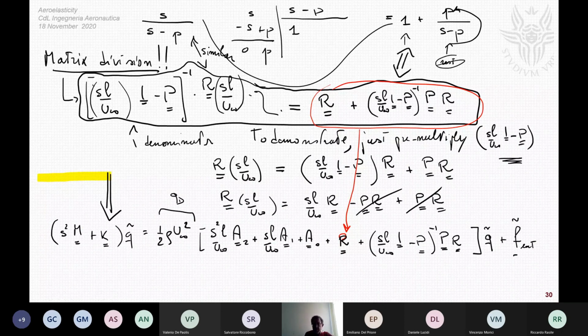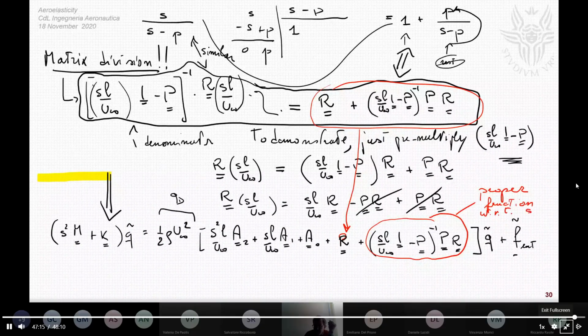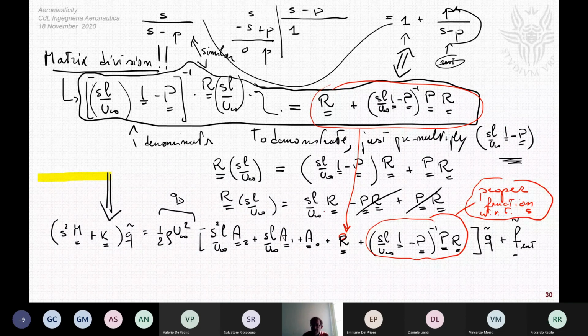Okay. Note that now here we have a proper fraction. Proper means that the degree of the numerator is lower with respect to the degree of the denominator, the degree of the S power, of course. I'm talking about S or P value, which is the same. So we now have a proper fraction with respect to S power, and we are happy for this. And R is the result of the matrix division.